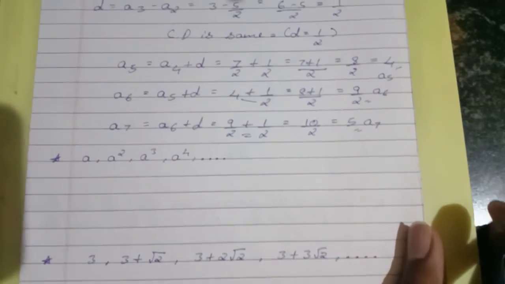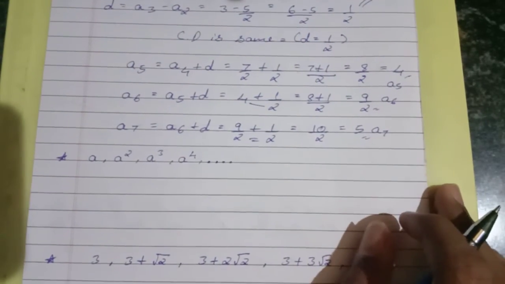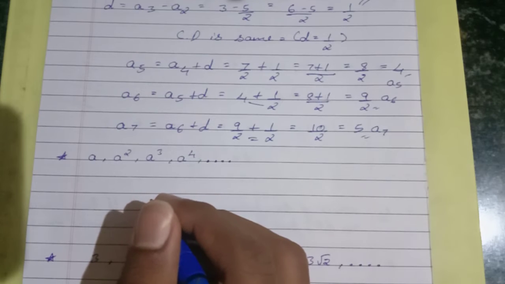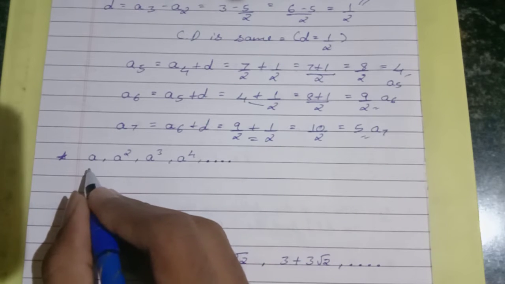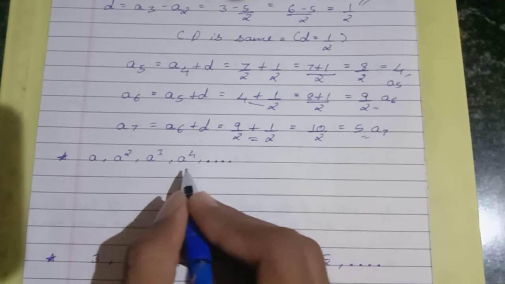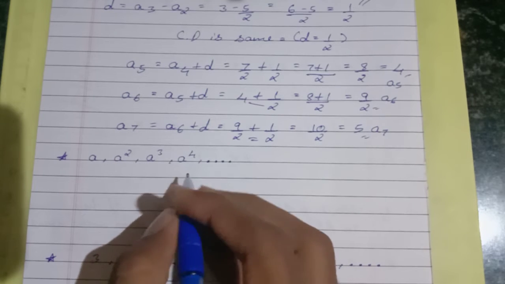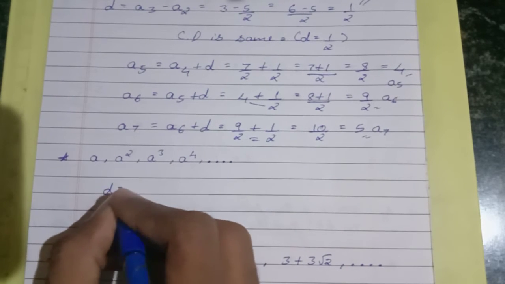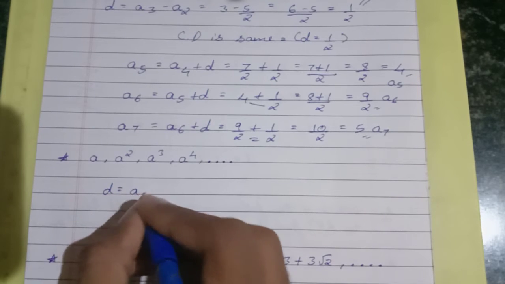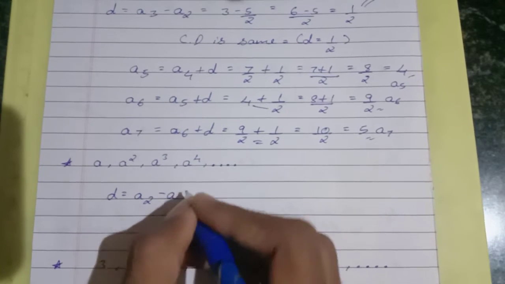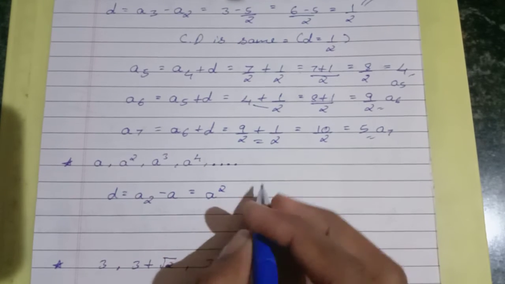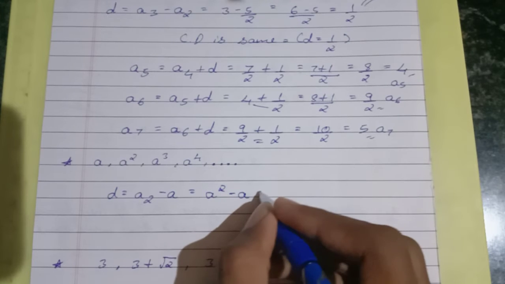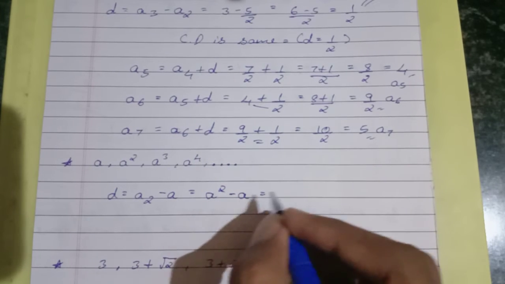Now let us go to the next sum. In this sum we should be careful because they have given alphabets. A1 is equal to a, A2 is equal to a square, A3 is equal to a cube, A4 is equal to a to the power of 4, and so on. Here let us find D. D is equal to A2 minus A1, which is a square minus a.